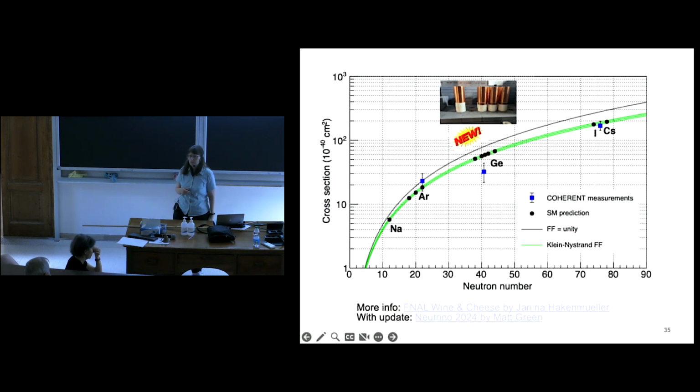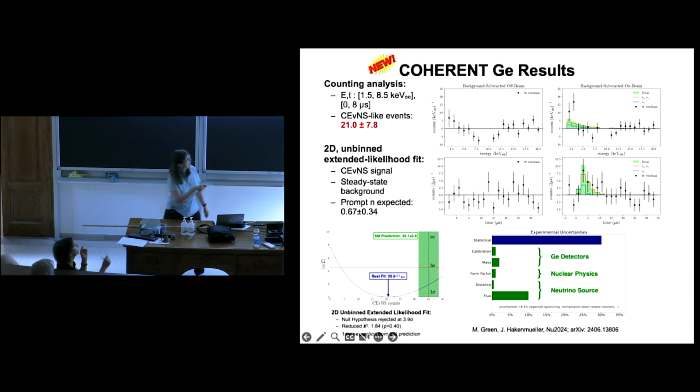This is brand new this year, of CEvNS on germanium. We actually have 18 kilograms, and 5 were deployed in a run last summer. From this run, we have a cross-section. It's actually about 1.8 sigma low, but within 2 sigma of the standard model. This is our new result, and we're running again this summer with germanium. If you want more information, here's a little more about the COHERENT germanium result.